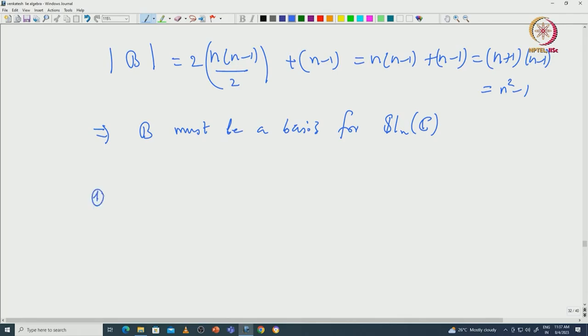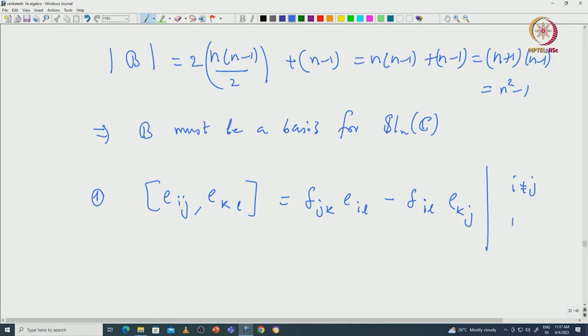So, the first formula is for the E_ij's. That is easy to write. If I compute this as before, it is delta_jk E_il minus delta_il E_kj. So, this formula holds as it is. We are computing it for i not equal to j and k not equal to l, with these indices varying from 1 to n.